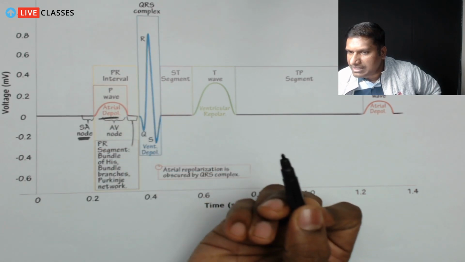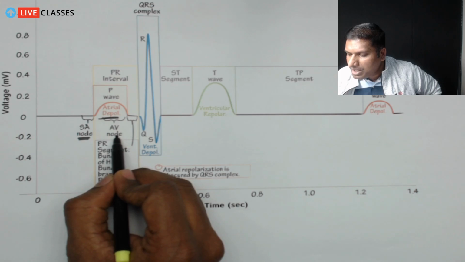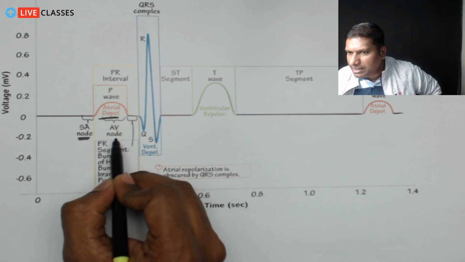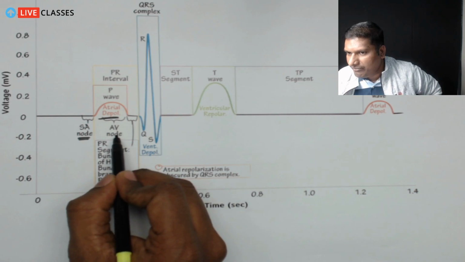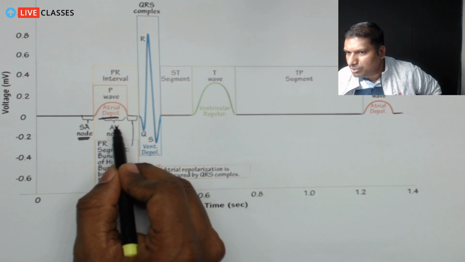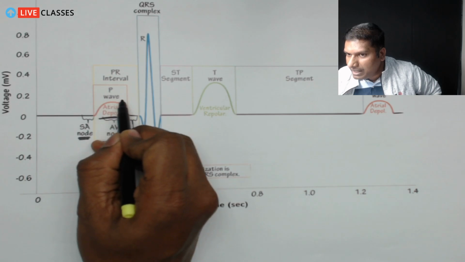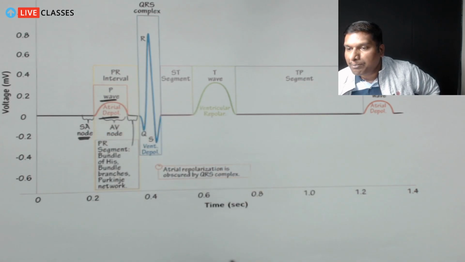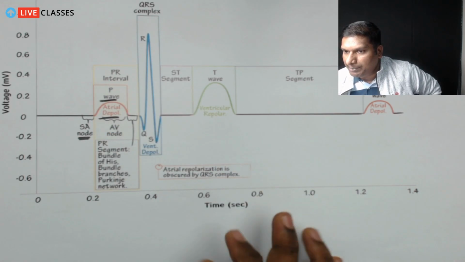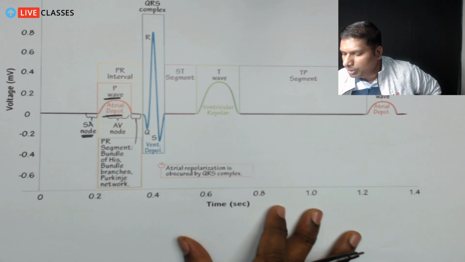Okay, atrial depolarization is happening. At the same time, even your AV node is getting depolarized. The signal is being transmitted to the AV node as well. So you actually see the atrial depolarization, which is represented by the P wave. Okay, the P wave corresponds to atrial depolarization.